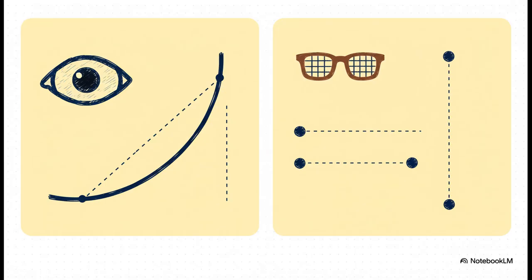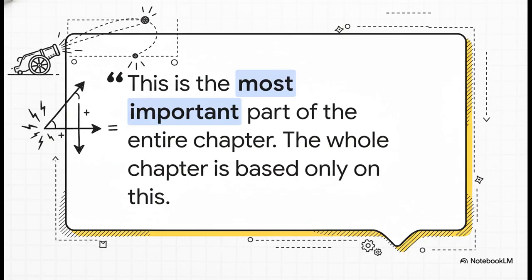Okay, so what we're looking at here is a total shift in perspective. On the left, that's what we all see, right? One big, kind of confusing arc. But on the right, that's how a physicist sees it. Two simple, totally predictable motions happening at the exact same time. And look, our source material could not be clearer about this. It basically says, quote, "This is the most important part of the whole chapter. The whole chapter is based only on this." So yeah, it's a huge deal. You master this one concept of breaking a vector into its components, and the rest just falls into place.